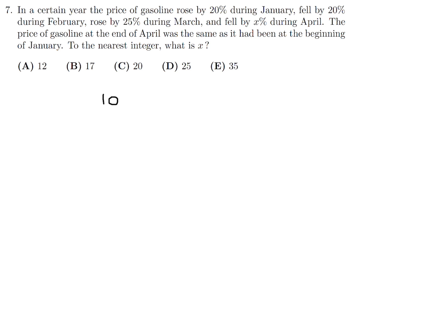Let's just say we start with 100. It's always easy to work with a number. $100 per liter, whatever, right? It doesn't really matter. So at the end of January, we are rising by 20%. So 1.2 times 100, and that is, of course, 120.